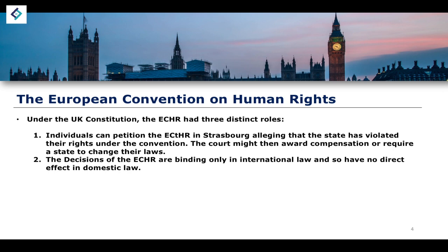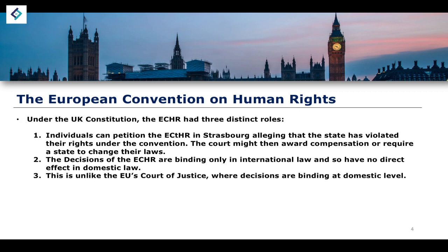So one of the things you might notice is if you look at the first point, it says here that the court may award compensation or require a state to change their laws. You might firstly look at that and go, well, doesn't that contradict the fundamental principle of parliamentary sovereignty? Now, the answer to that question is no, because that court ruling will be applicable within international law, and therefore would not be binding domestically directly onto the UK's parliamentary system.